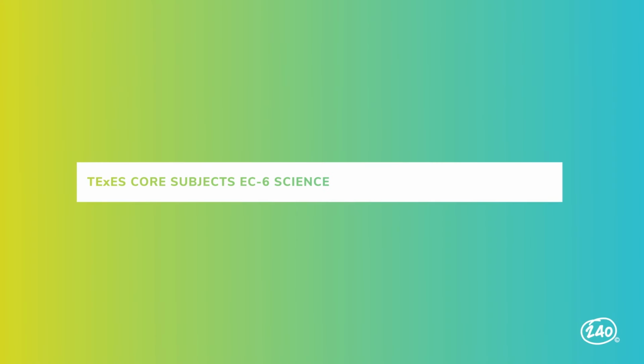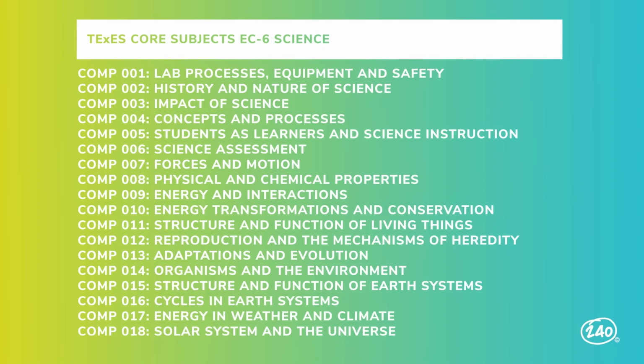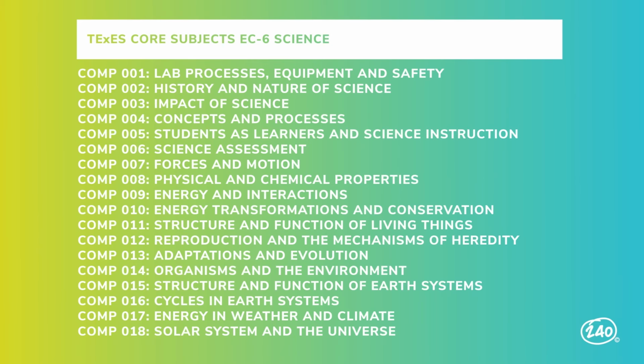Now, the Core Subjects EC-6 Science subtest consists of 18 areas called competencies. Yeah, 18. That's a lot. That's more than any other test in the EC-6. Maybe we stop here and take a deep breath. Okay, we're ready. And don't worry, I'll help you make sense of all of them.